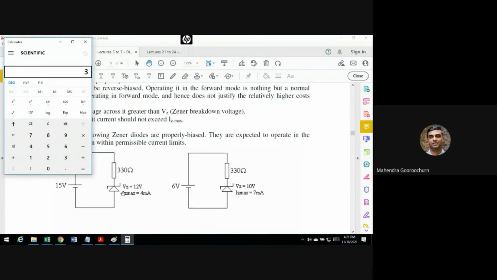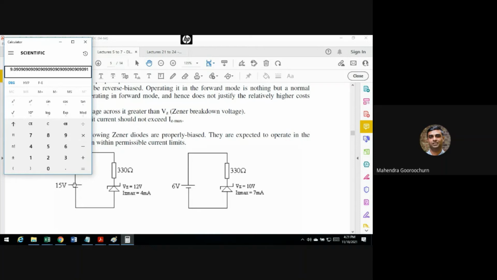So if you have 12 volts there, the remaining 3 volts need to be across the 330 ohm resistor. V is equal to IR. Your I is V divided by 330. So you get a value of 0.009 ampere. And when you convert to milliampere, you're going to get 9 milliampere. So it means you are exceeding that value. I've just taken 3 divided by 330 and then times 1000, you get 9 milliampere.